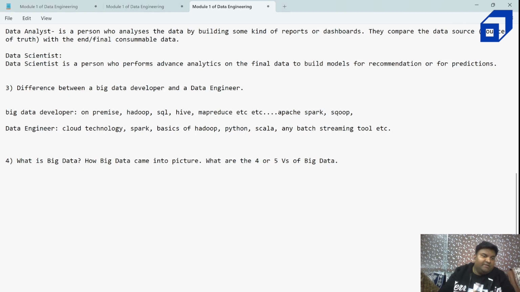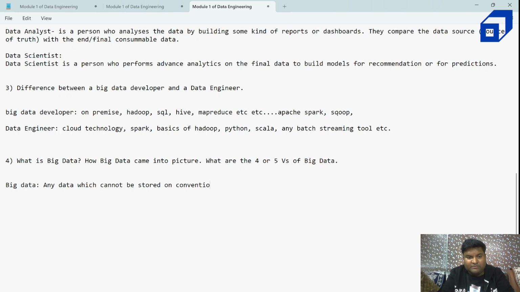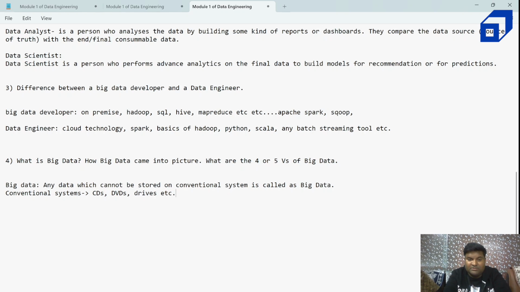Let me write about big data. What is big data? Any data which cannot be stored on a conventional system is called big data. When I say conventional systems, it means CDs, DVDs, drives, etc. Any data which cannot be stored on a conventional system is called big data.